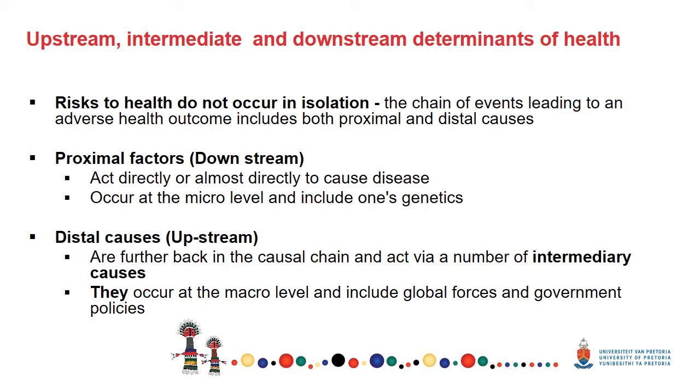Proximal factors act directly or almost directly to cause disease. They occur at a more micro level and include one's genetics. Distal causes are further back in the causal chain and act via a number of intermediary causes. They occur at a macro level and include global forces and government policies.